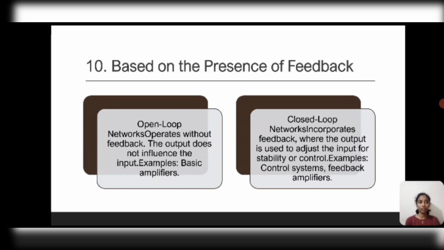Based on the presence of feedback: open loop and closed loop. Let us see about the open loop. Open loop networks operate without feedback. The output does not influence the input. Examples: basic amplifiers. Closed loop networks incorporate feedback, where the output is used to adjust the input for stability or control. Examples: control systems, feedback amplifiers.